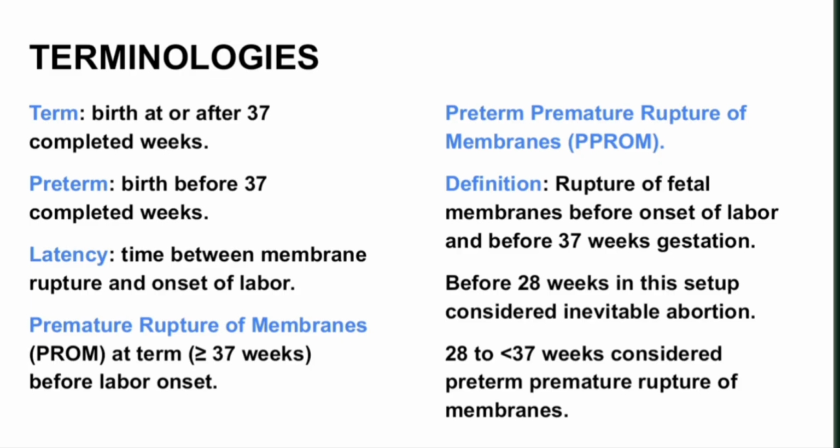Preterm is simply birth before 37 completed weeks, and latency is the time between membrane rupture and the onset of labor. Premature rupture of membranes is simply rupture of membranes at term, which is greater than 37 weeks, but before the onset of labor. Then we are going to also look at preterm premature rupture of membranes, which is simply the rupture of fetal membranes before the onset of labor and before 37 weeks.